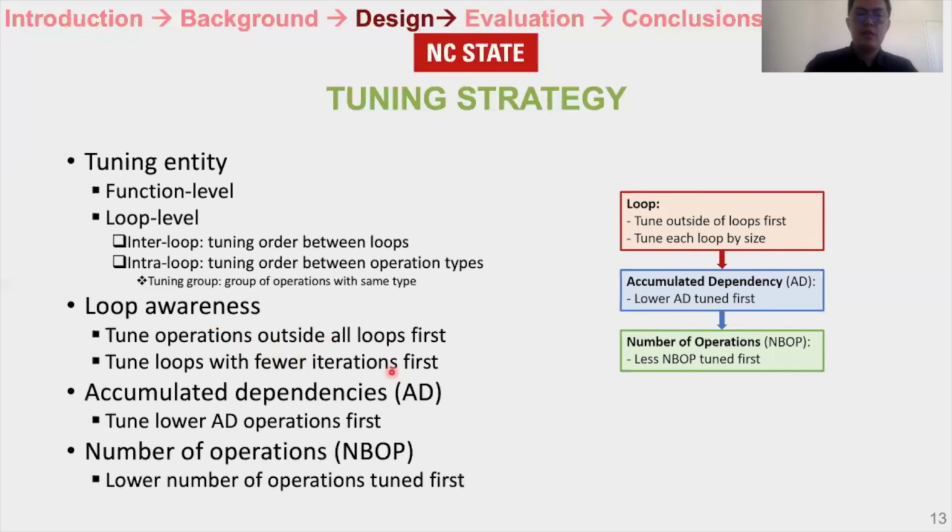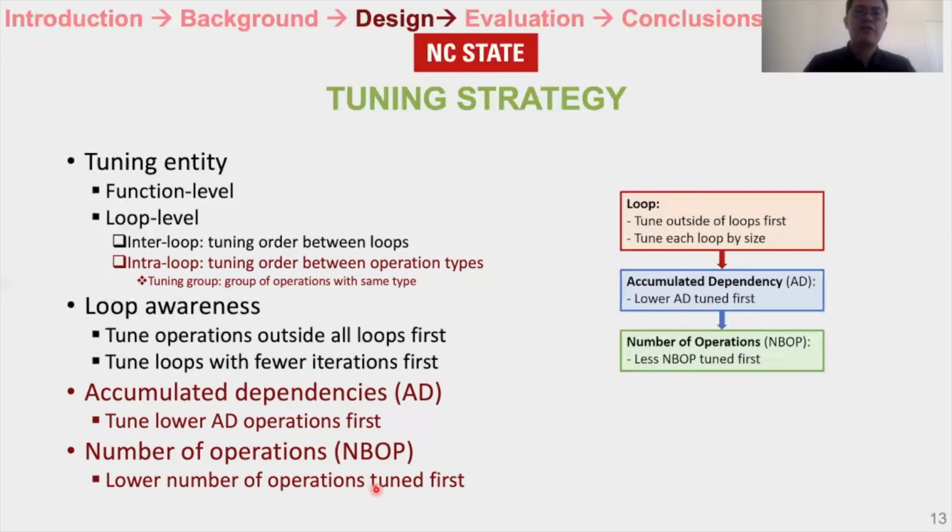Then we need to decide the tuning orders between operation types inside each loop. We call it intra-loop tuning. In this case, we will tune a group of operations with the same type in each loop. The order between those operation types in each loop is decided by the accumulated dependency first. Basically, we tune the lower AD operation first because they have less error propagation. And second, if the ADs are equal for two operation types, we use the number of operations to tune the lower-number operation type first.